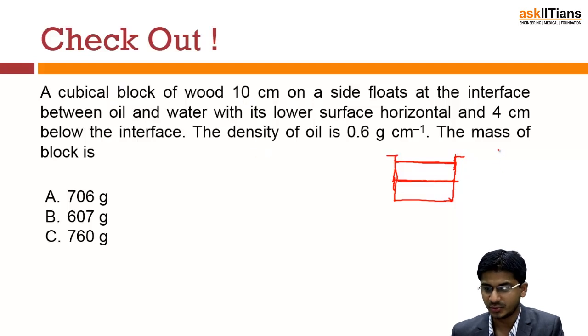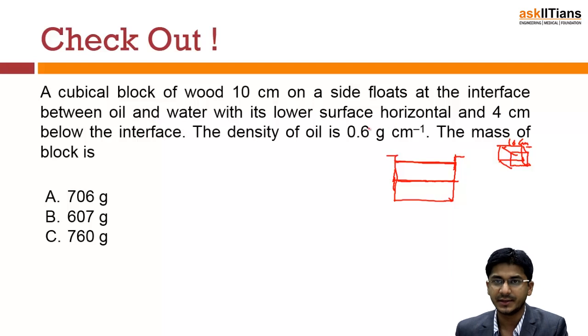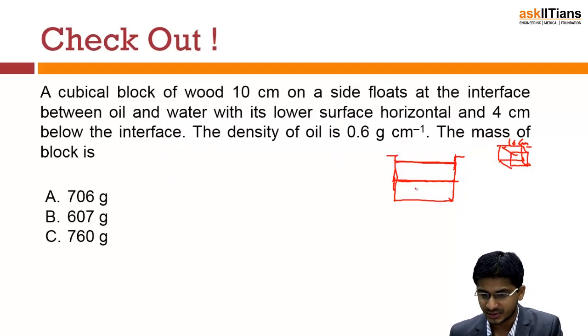The wood is of 10 cm. Its sides are 10 centimeters. It floats at the interface between oil and water with its lower surface horizontal. It's given that the lower surface of this cube is horizontal and 4 centimeter below the interface. So if you see from the front, it is like this. This is 4. Now it's given that this is 10 centimeter inside, so that means this one is 6 centimeter.